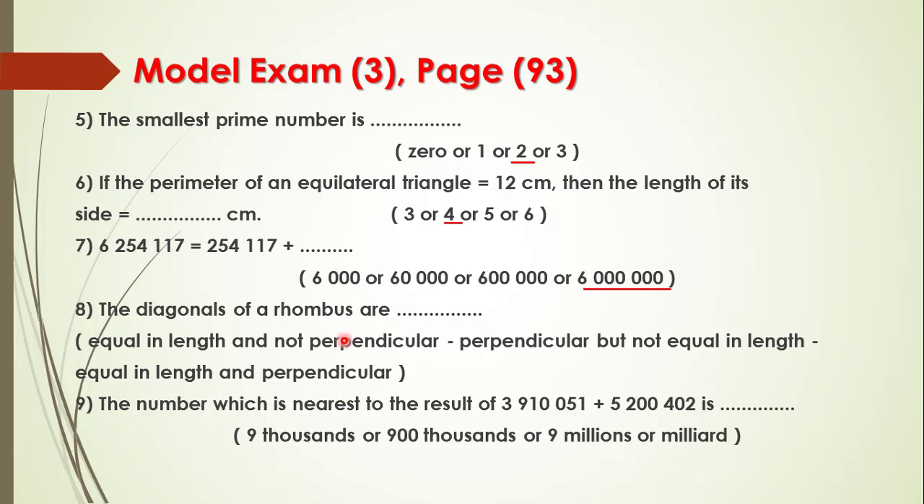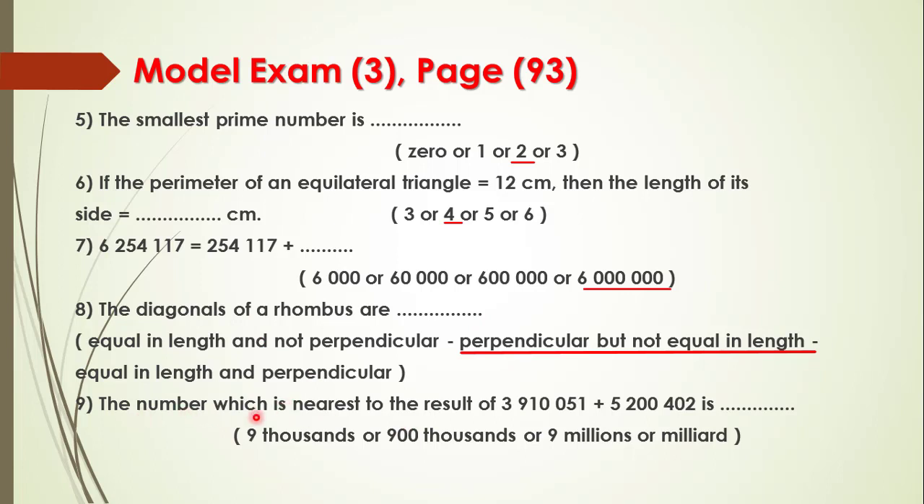Number 8, the diagonals of a rhombus are. We said the diagonals of a rhombus are perpendicular but not equal in length. Equal and not perpendicular in rectangle. Equal and perpendicular in square. But in rhombus they are perpendicular but not equal.